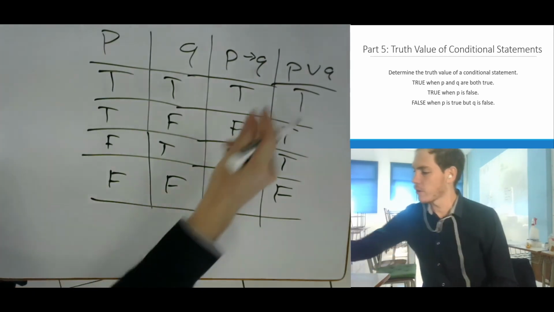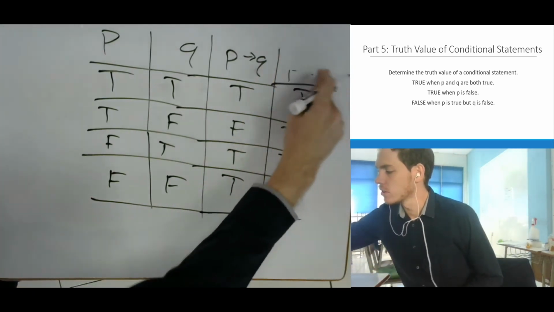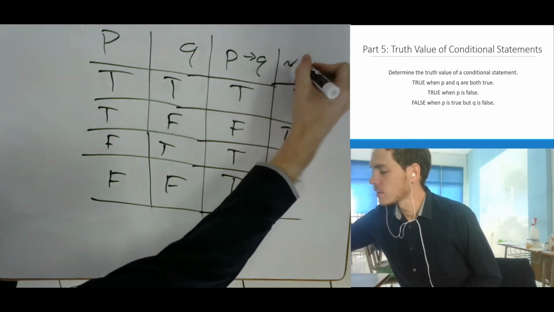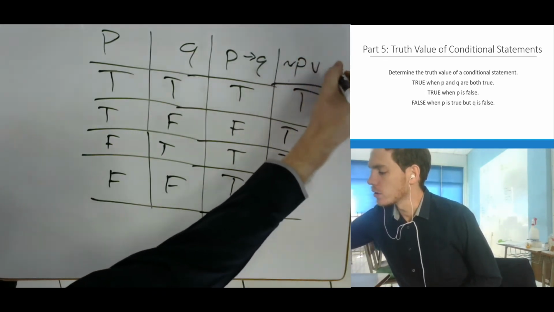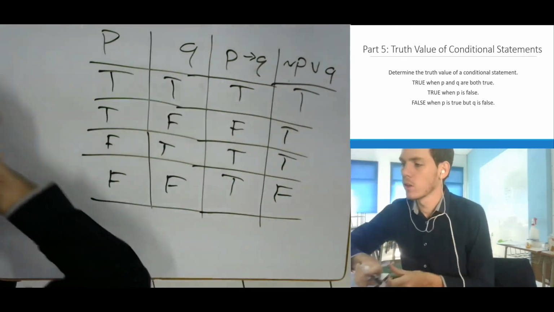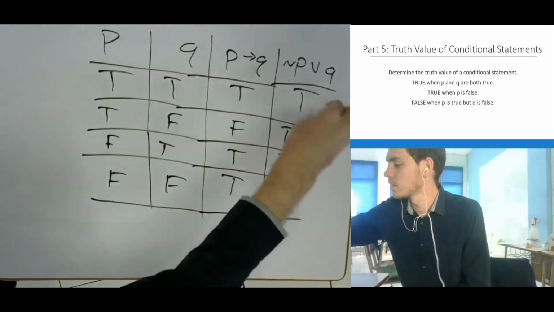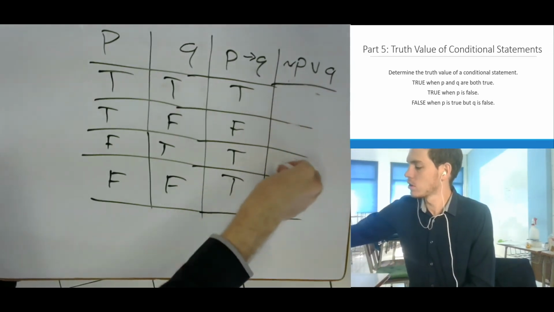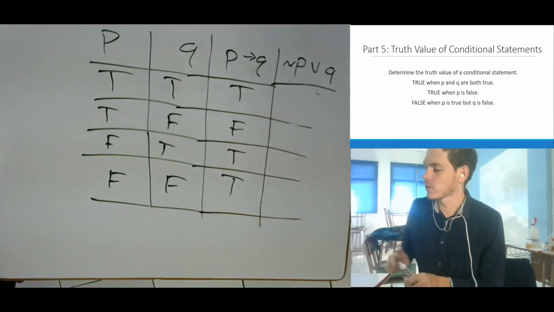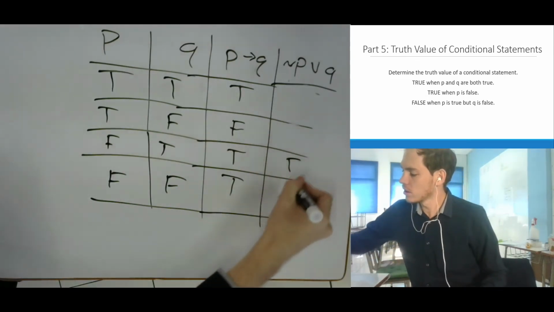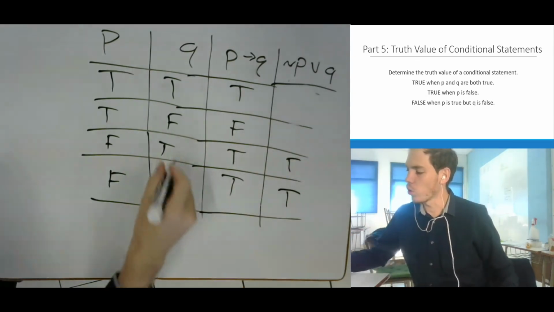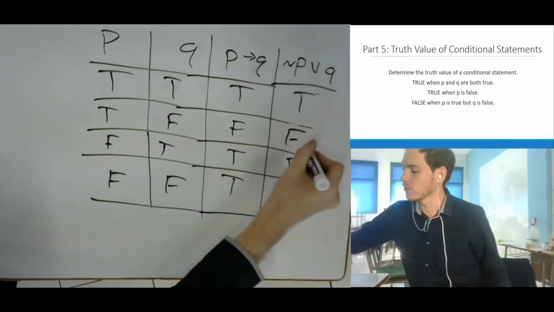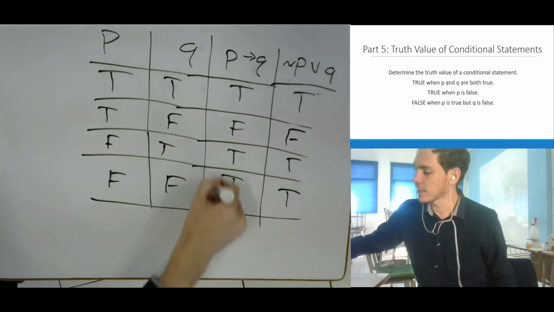So actually, if we made a truth table for not P or Q, what would we get? What would our truth table be? Okay, not P or Q. Well, not P would be true here and true here, right? Or Q would be true here, and this would be false, only false. Are these two truth tables identical?